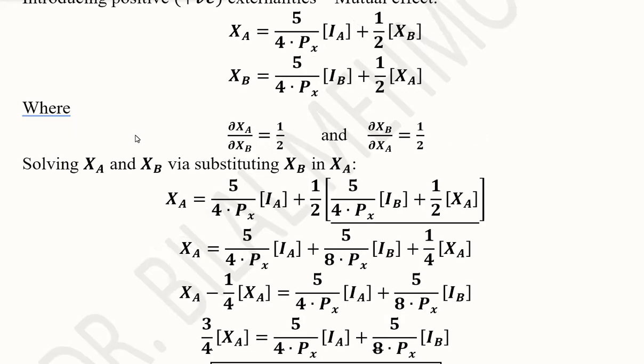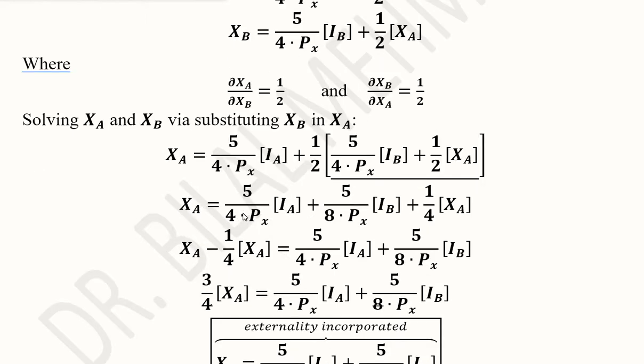Now we can solve these two augmented functions because they are augmented with the mutual effect of the externalities, and we can substitute XB here because these are two simultaneous equations. So I can substitute XB here. Here in the underline you can see the substituted value of XB, which is this value. So this value is substituted here in the equation of XA.